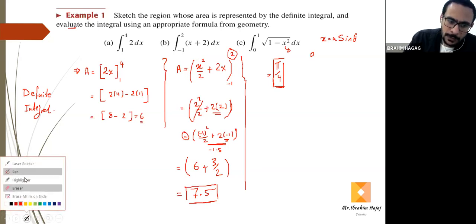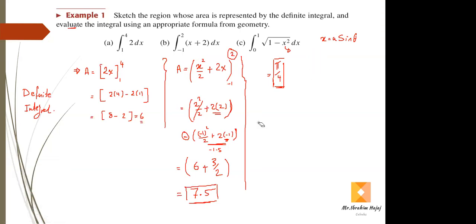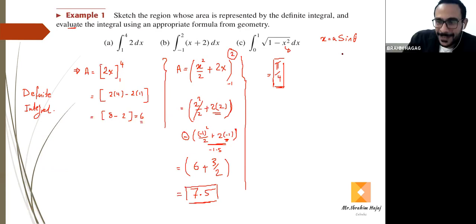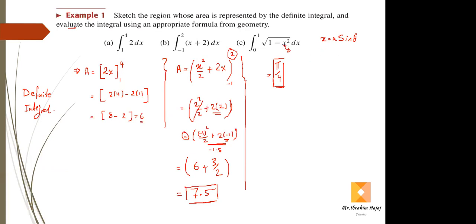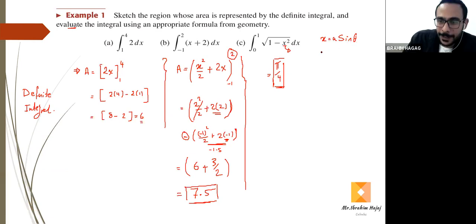Do you want me to do it, or just look at it and finish? Okay, let's do it and see. x equals a sine theta, right? You will let this x equal a sine theta, and then you will find dx. So what is a here? The a squared minus x squared.